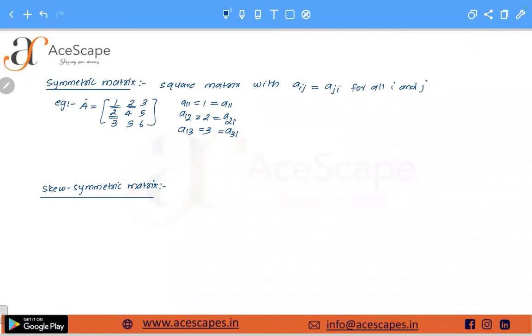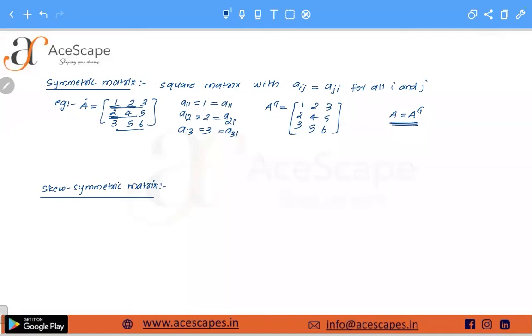There is another way to check whether a matrix is symmetric or not. That is, we calculate what is A transpose. We take the transpose of this matrix. The rows will become columns: 1, 2, 3. Rows will become columns: 2, 4, 5. Rows will become columns: 3, 5, 6. We can see that A is equal to A transpose. So if you want to check whether a matrix is symmetric or not, take the transpose. If the transpose of that matrix is equal to that matrix, then we can say that it is a symmetric matrix. It's an important property, keep it in mind.